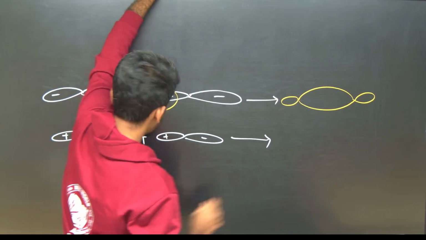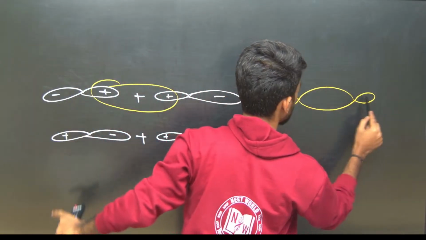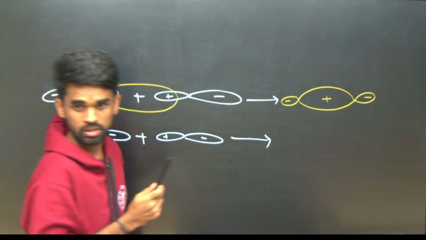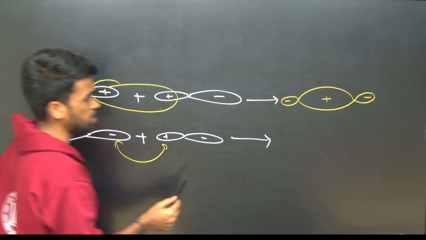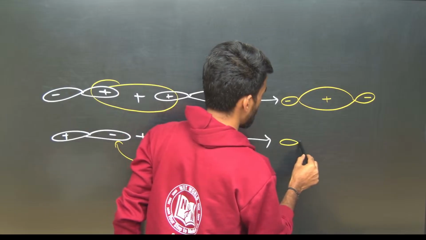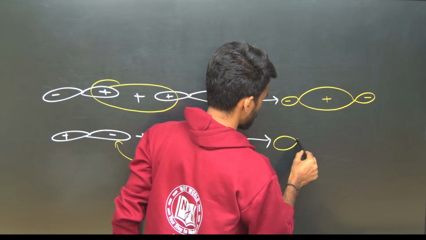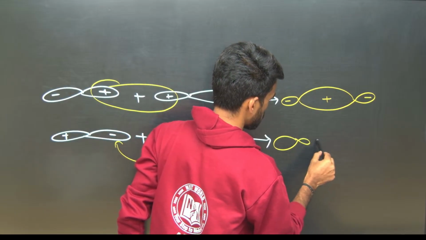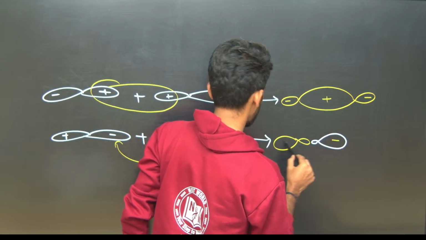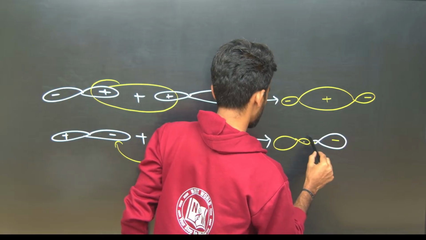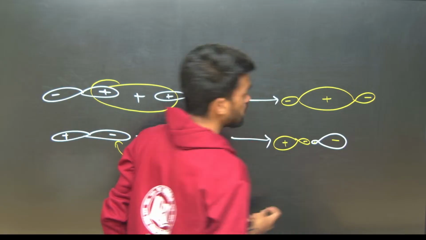Okay, so now the negative sign here and negative sign here and positive sign in between. Okay, in the next case, see, these are having opposite signs, so it gives us negative overlapping, right? Something like this. See, we got a nodal plane here.